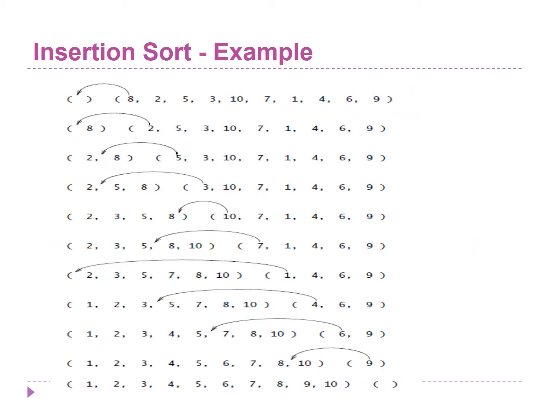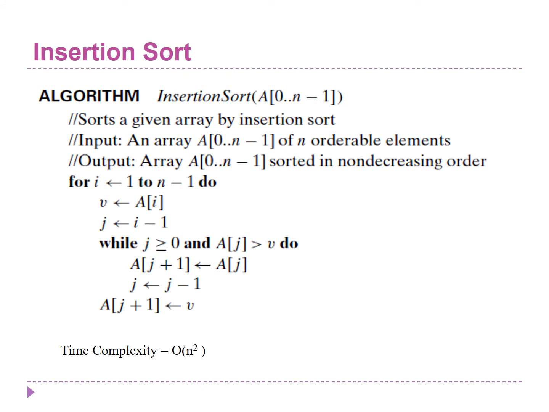Here is an illustration of insertion sort with an example. The unsorted array contains 10 elements. The first element 8 is selected and a subarray of sorted elements is created. The second element 2 is selected and is placed in a sorted order in the sorted subarray. Then the third element 5 is selected and it is placed in its position in the sorted array. This proceeds till all the elements in the unsorted array are selected and placed in their exact positions in the sorted list. Given here is the algorithm for insertion sort.